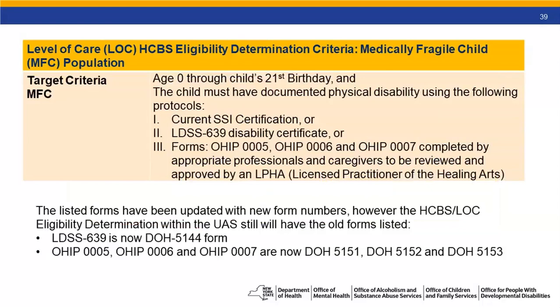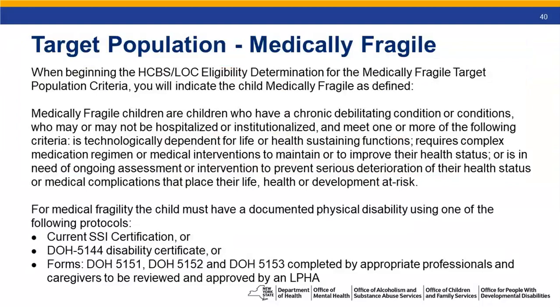I want to make sure that everybody is aware that right after we built the UAS and we did our webinar last March 13th, these forms have changed. So I noted there that the LDSS 639 is now called the DOH 5144. So the form has changed, and so that you're aware, the OHIP 0005, 6, and 7 is now the DOH 5151, 5152, and 5153. On the next slide, I have provided the actual links, and those are on the DOH website, so they're easy to access for you.